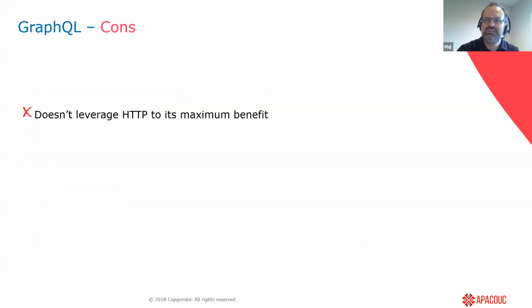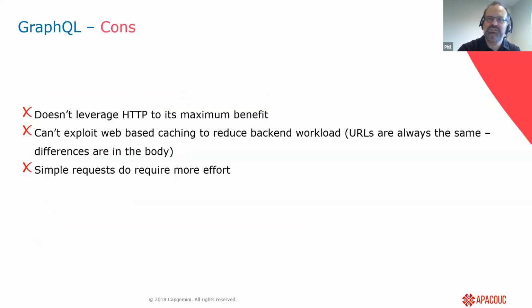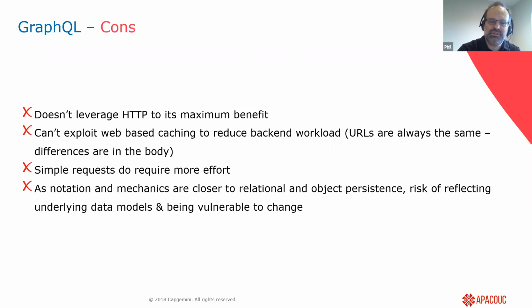The downside is it doesn't use HTTP to its maximum. Everything is in the post structure, which means that you can't cache the payloads either. Building a very, very simple API to do a simple request, it takes a little bit more work. But the moment you get into more data relationships and asking for different types of data and manipulations, it gets a lot easier very quickly.